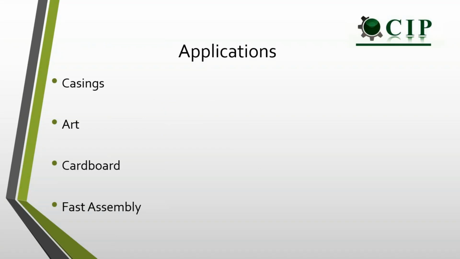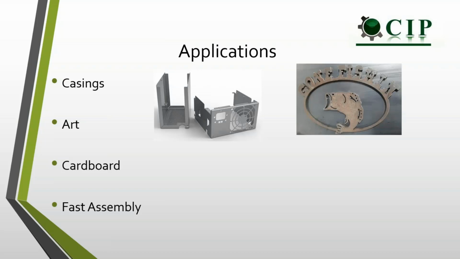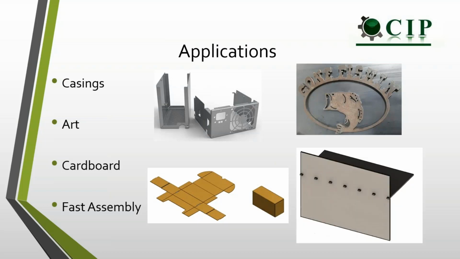Now, some of the different applications that you might have for that are the casings like we just used here, so computer casings. You might also use sheet metal for some type of artwork like a sign or something that you might want to put on your door or for your business, and then that can be cut out of course with a CNC mill, something of that nature. It's also really good for cardboard applications because cardboard really resembles sheet metal in the ways that matter in terms of modeling. And then finally, it's really good for fast assembly, particularly with the tab and slot feature that you'll see exemplified here in the bottom right hand corner.